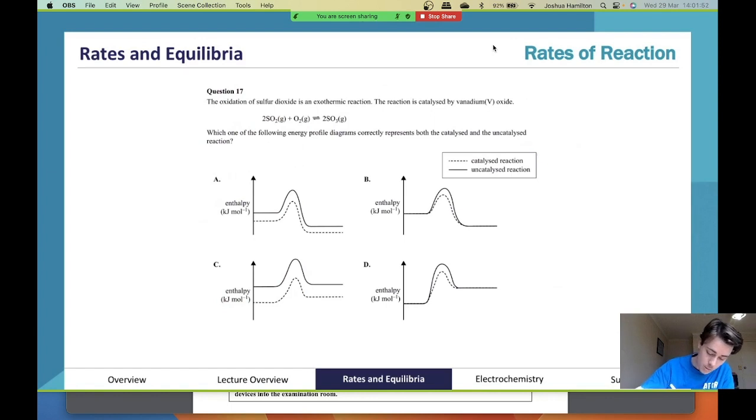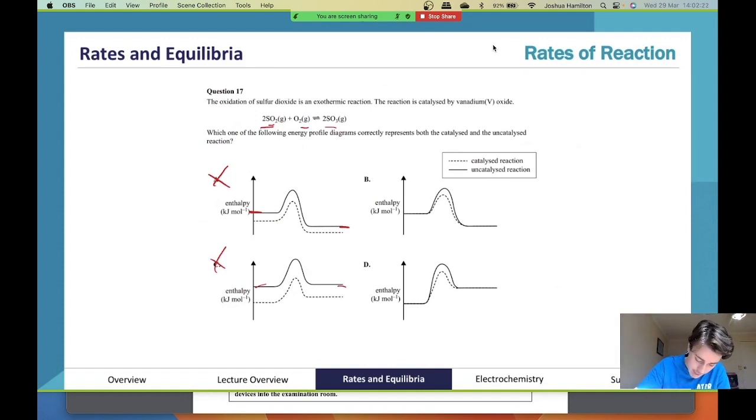But nonetheless, we have: the oxidation of sulfur dioxide is an exothermic reaction. The reaction is catalyzed by vanadium(V) oxide, and you've got this here. Which of the following energy profiles represents both the catalyzed and uncatalyzed reaction? So remember, when we have this, we start with the same energy, we end with the same energy. So this one is wrong. This one is also wrong. How do I know that? Because they don't start with the same energy and they don't end with the same energy. So, cool. Move on to B and D.